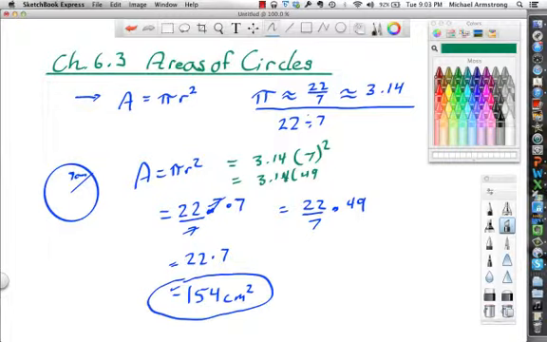Oh, I got my pen upside down, it's not writing. Equals 153.86. And you can see that this is very close to 154. 153.86 is very similar. Not quite exactly the same. It's still centimeters to the second power, centimeters squared.